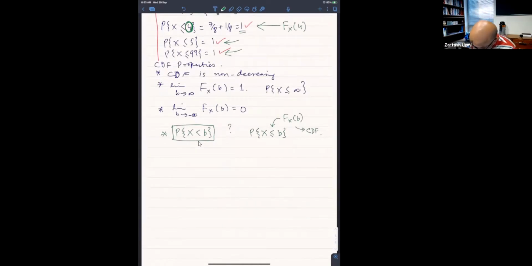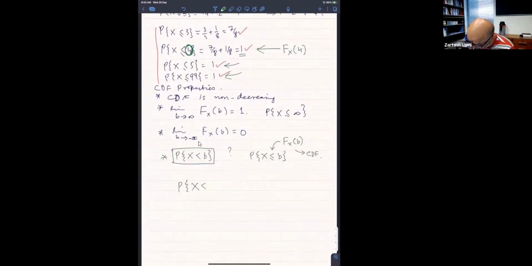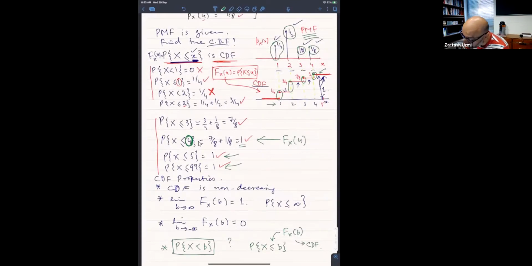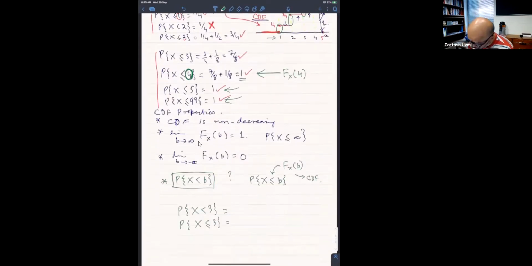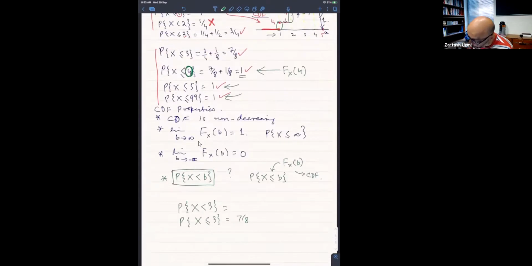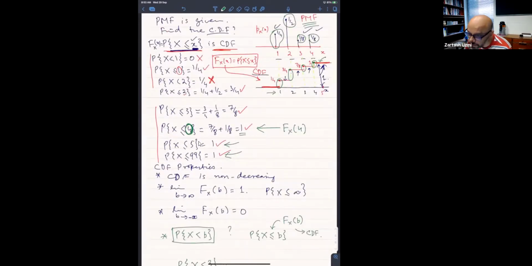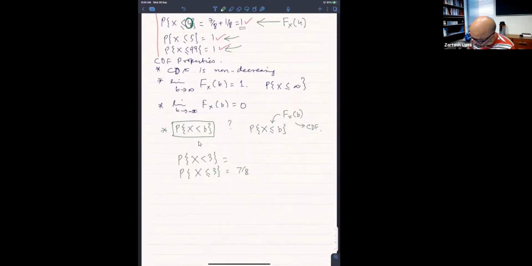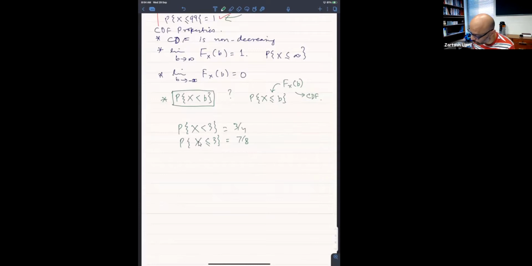What is the probability, if I ask you the question, what is the probability x is less than, let's say, 3? And what is the probability x is less than or equal to 3? In this case it is 7/8. What is the probability x is less than 3? ये इस फिगर को देख के आंसर बताएं. Answers in the chat window. The probability that x is less than 3 is 3/4. It's 3/4. So not equal.